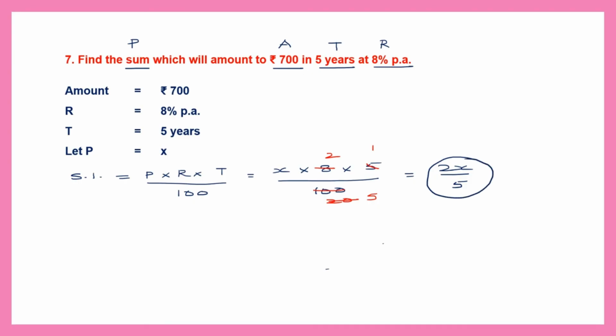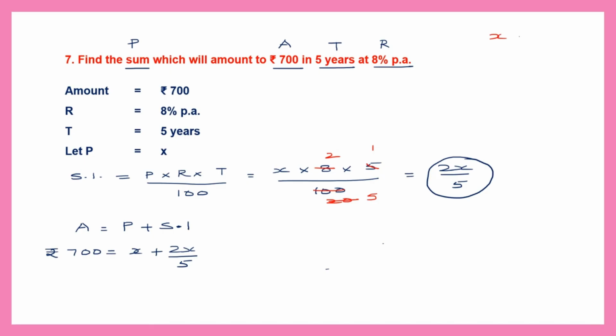Now we have to find the principal. We have the simple interest. Let's find the principal. You need to think very carefully which formula to use to find the principal. So here we can use this formula. Amount is equal to principal plus simple interest. So this will be the easiest way to find out. So amount is already given to us as 700 rupees, and principal we said is X, and we found out simple interest to be 2x by 5. So now we need to find out X plus 2x by 5. We need to simplify that. So let's do that here.